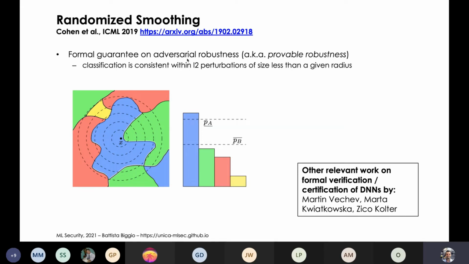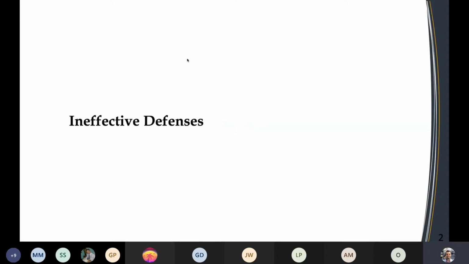There are others which are more complex. But anyway, this was just one slide to tell you about the line of work that also exists on formal verification and certification of adversarial robustness, which is also called provable robustness, and the fact that you can also develop defenses that come with certificates. So you modify the learning algorithm in a way that you can certify it more easily. All right, so that was about defenses that are promising, that somewhat work, even though in practice, evading these classifiers, especially those based on deep neural nets, is still relatively easy.